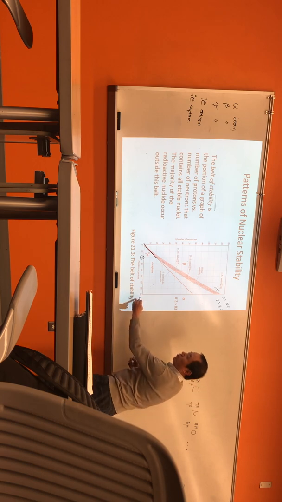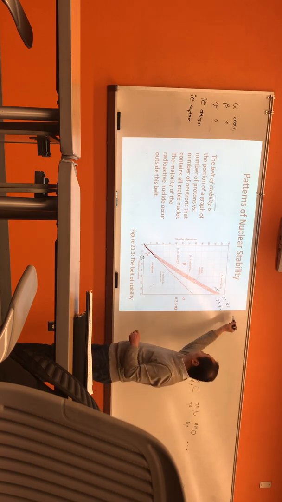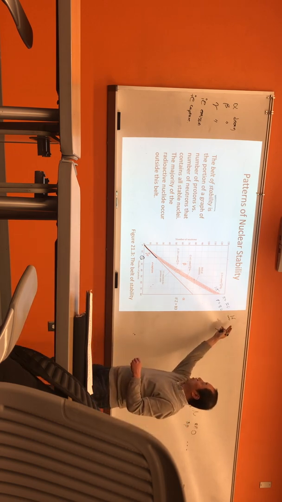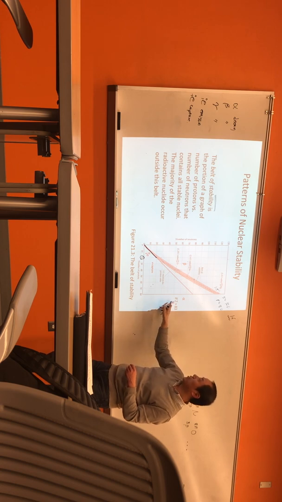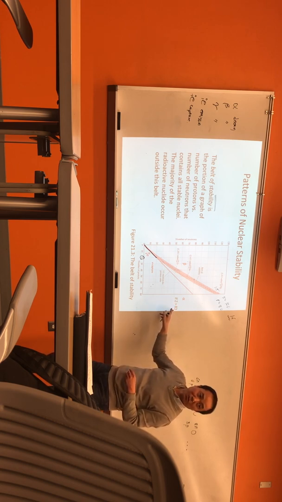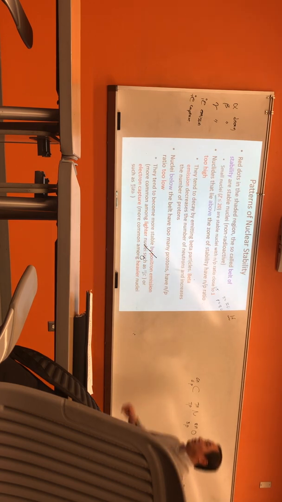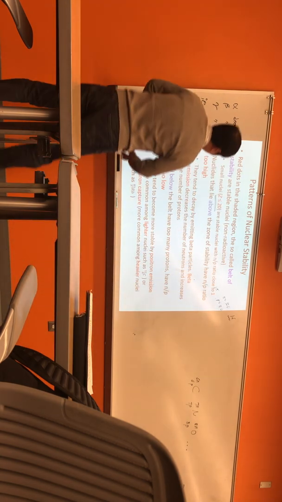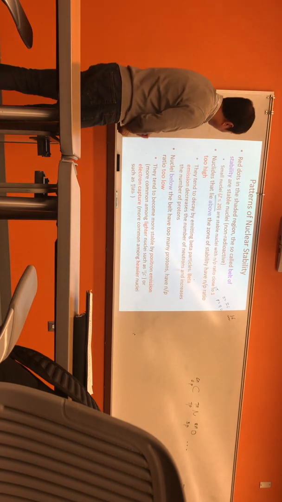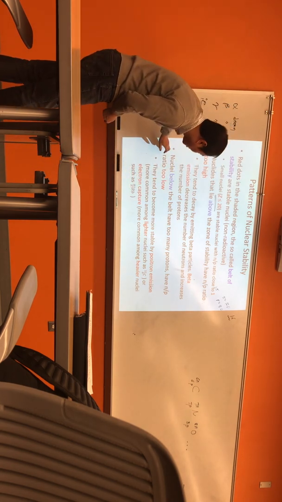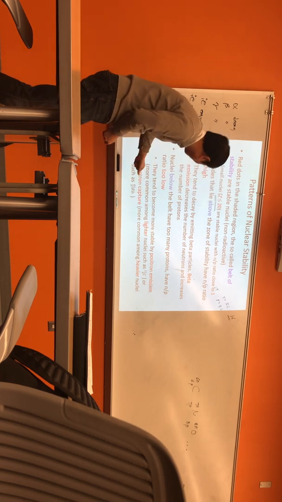So what if the atomic number goes beyond 80? This ratio increases up to 1.6. But it doesn't matter how many neutrons you have. Once the atomic number increases beyond 83, it's just unstable. Okay? No matter what ratio you have, it's not stable at all. Above the belt, there will be beta emission. Below the belt, there will be positron emission or electron capture.